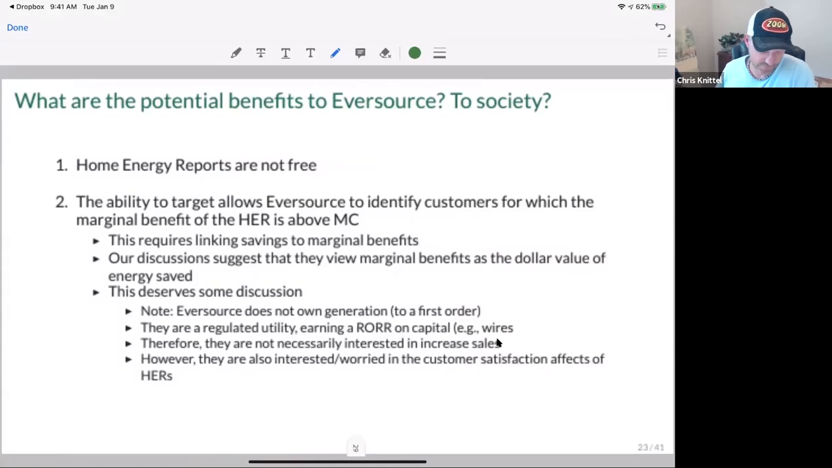My iPad's chugging along. The resolution should go up pretty soon. Okay, so home energy reports are not free.